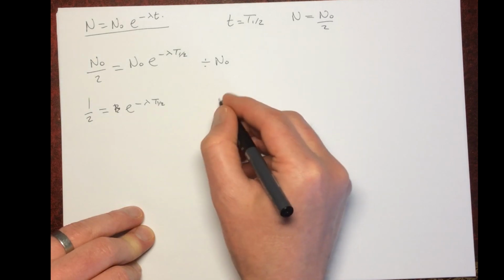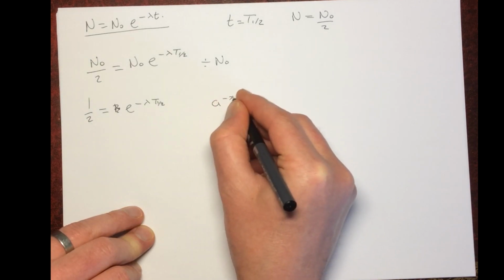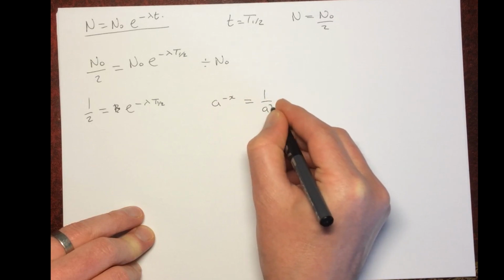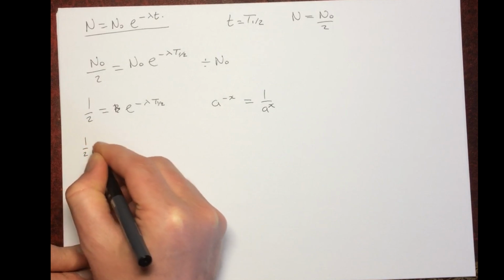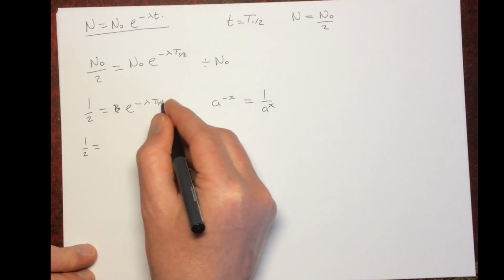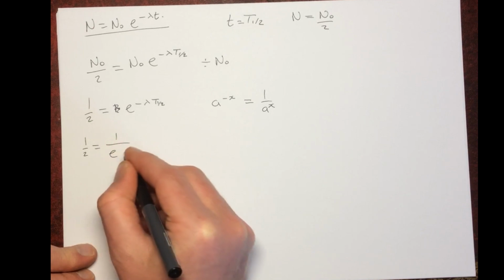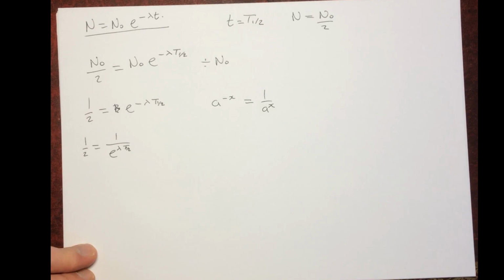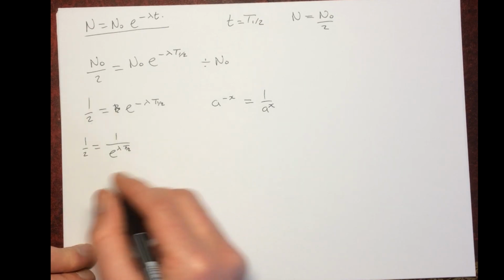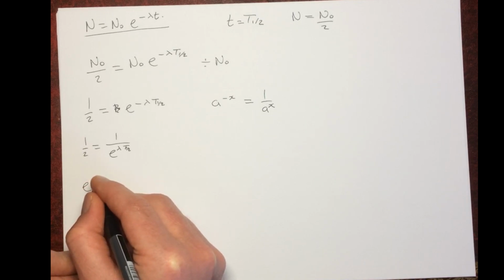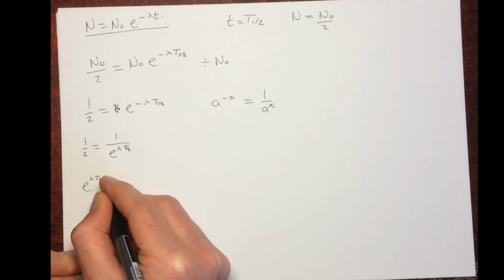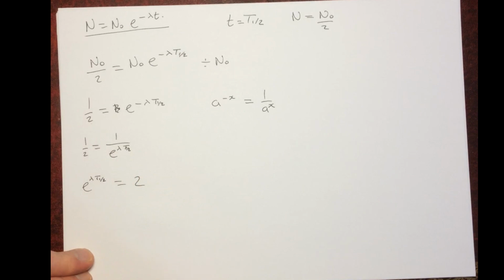Now, really important to be aware here of a mathematical principle: a to the minus x is equal to 1 over a to the x. So therefore, 1 over 2 equals e to the minus lambda t half, which is the same as 1 over e to the lambda t half. Then we can rearrange this equation to give e to the lambda multiplied by t half equals 2.